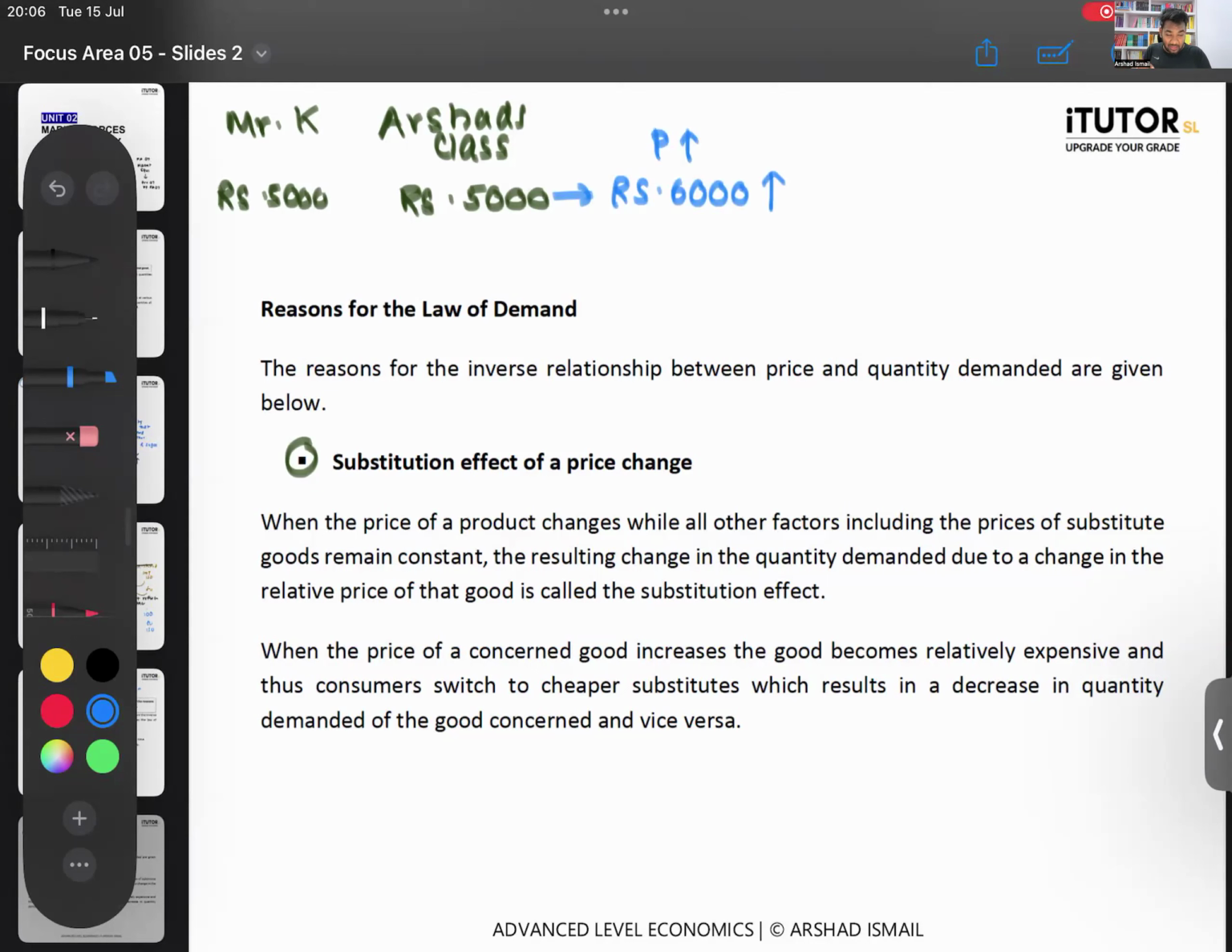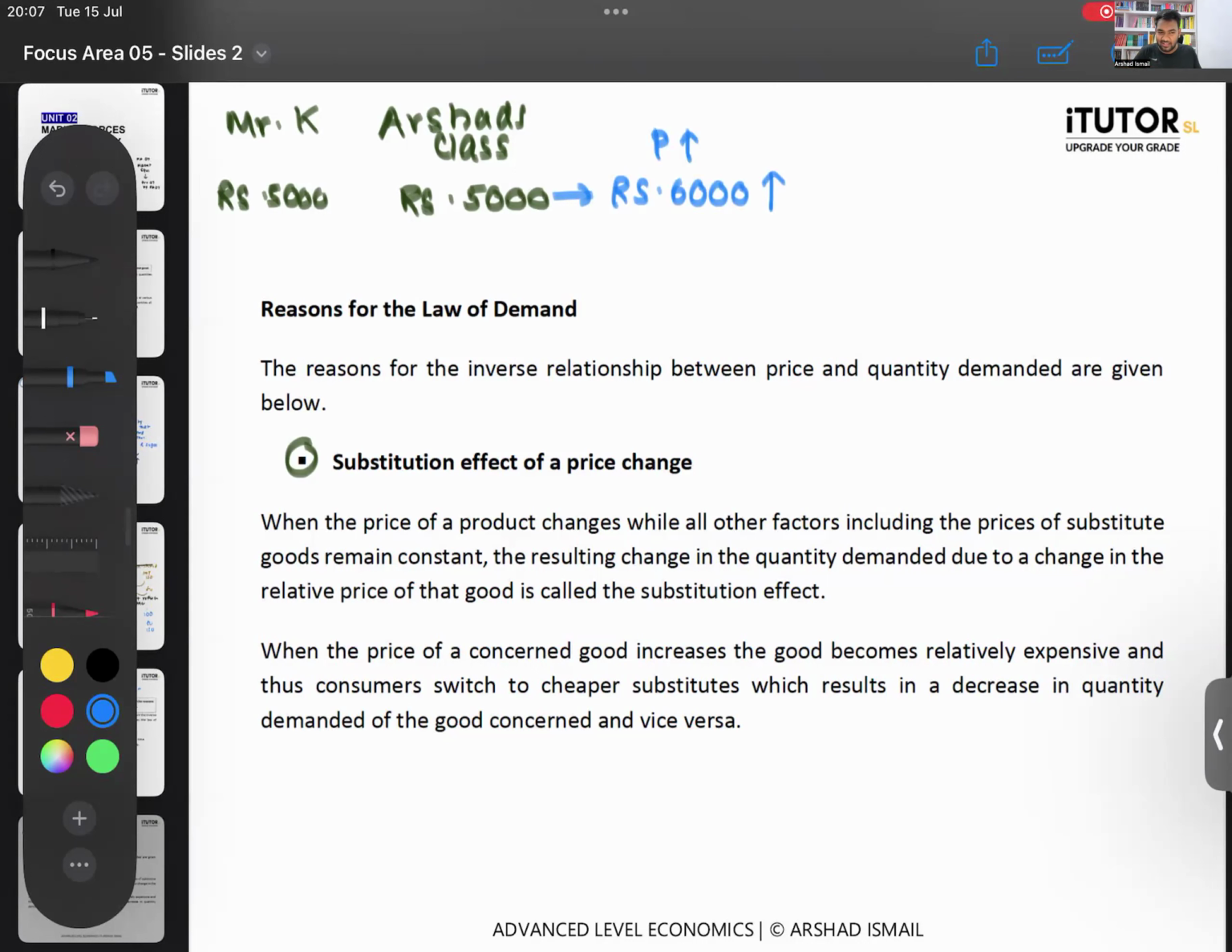substitution effect is where it's explaining the law of demand. Price of your good is changing. Other factors are constant. Now, some people go and write substitution effect is where price of the substitute is changing. Now, did I say Mr. K's price is changing? No, he's still charging 5,000. I am only increasing my price.